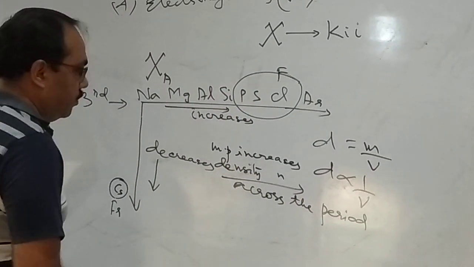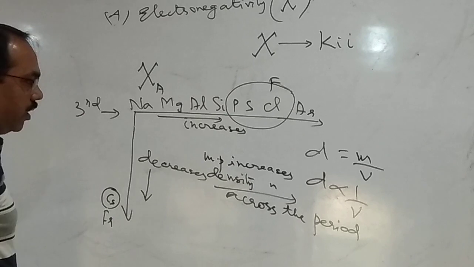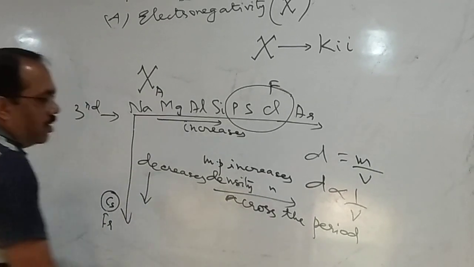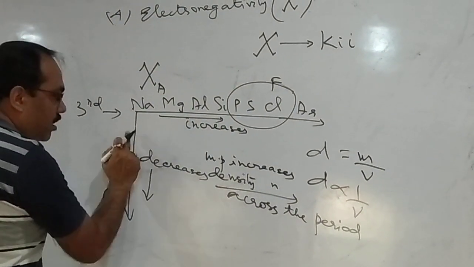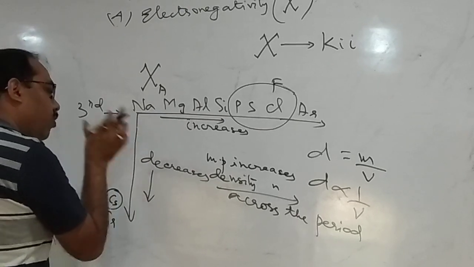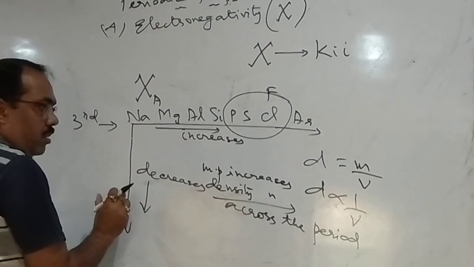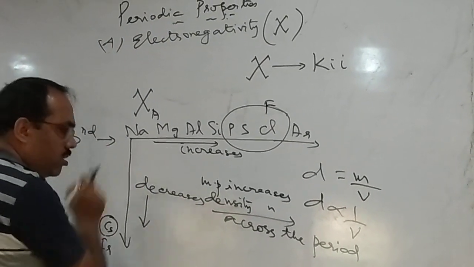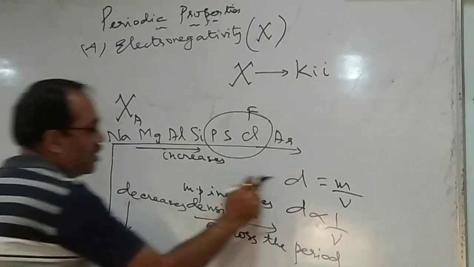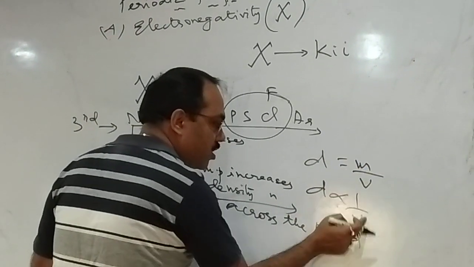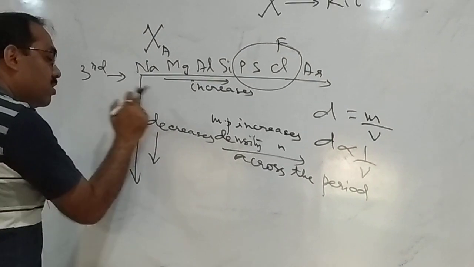Similarly, when you come down the group, the density is also increasing. Quite funny: you might be thinking density is inversely proportional to volume, and the volume increases because the number of shells is increasing. No doubt about it, atomic size is increasing, but at the same time the mass also increases, because the number of electrons is increasing. The mass dominates over the volume, as density is directly proportional to mass and inversely proportional to volume.